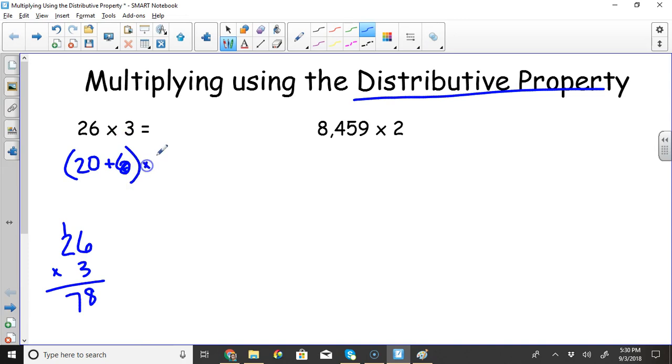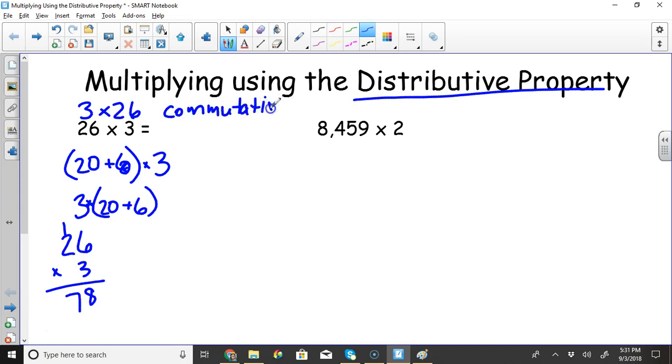And I'm still going to multiply this by 3. Well, I'm going to switch this right here because more commonly when we use the distributive property, we put the multiplier in front of what we do in the parentheses. And this is okay to switch because 26 times 3 is the same as 3 times 26. And that's called the commutative property. So that's what I'm going to do here.